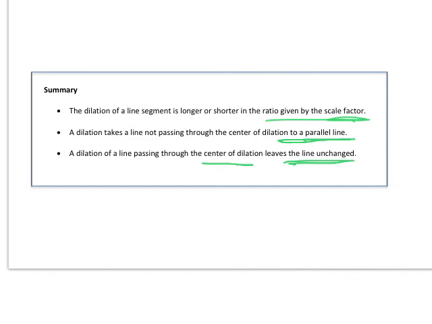So that's what happens when you dilate a segment and a line, and also a ray, really. What we'll do in class is look at what happens when we dilate circles, and then we'll do some practice.